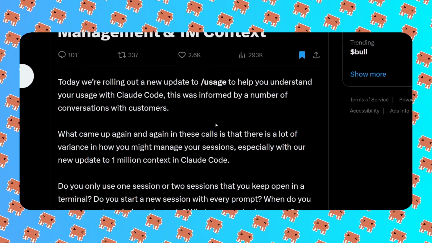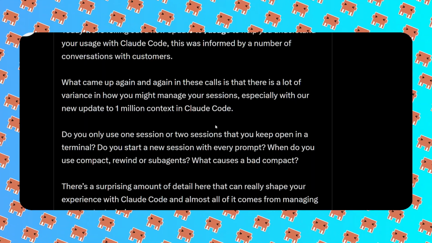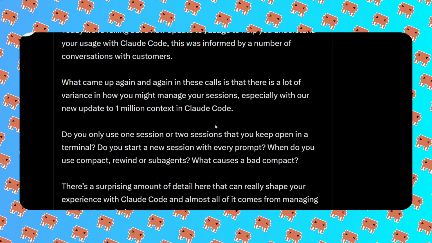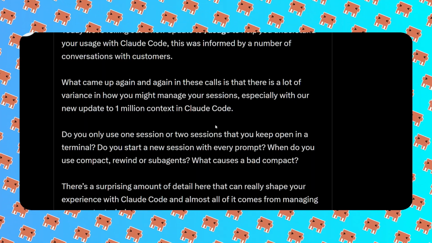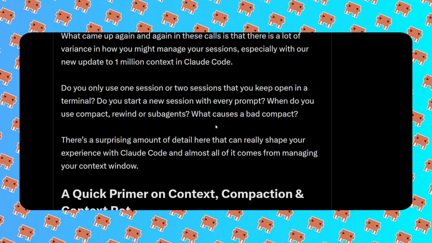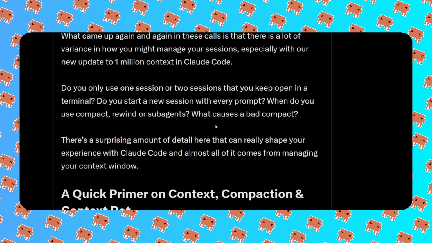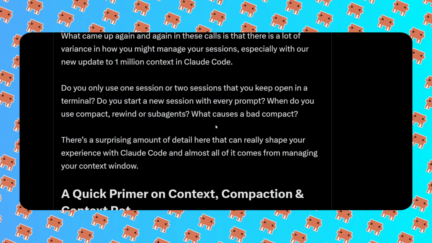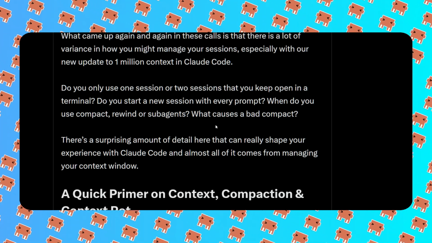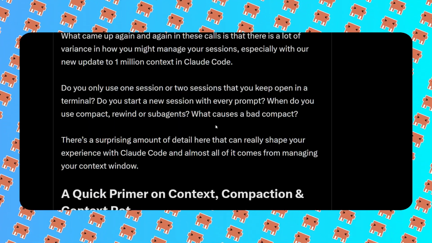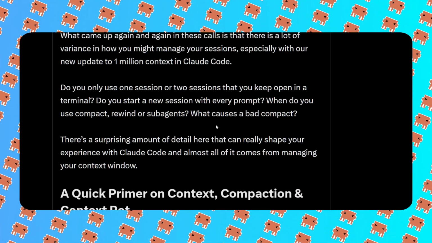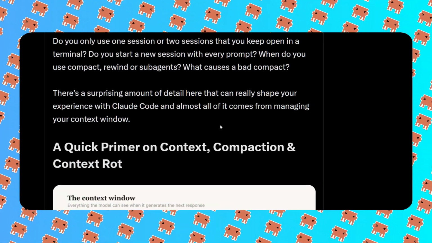This was informed by a number of conversations with customers. What came up again and again in these calls is that there is a lot of variance in how you might manage your sessions, especially with our new update to 1 million context in Claude Code. Some of the questions were: do you only use one session or two sessions that you keep open in a terminal? Do you start a new session with every prompt? When do you use compact, rewind, or subagents? What causes a bad compact?